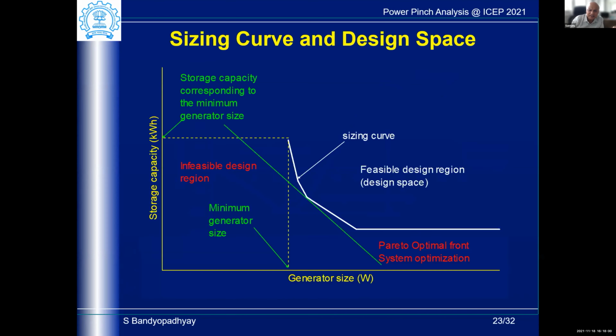Okay. So this is a simple way of looking at the trade-offs, where x-axis is the generator size and y-axis is your storage capacity. You'll get a sizing curve, and if you know their cost, optimize it. So in some sense, based on the local cost, based on the local variables, you can find out what will be the best design.